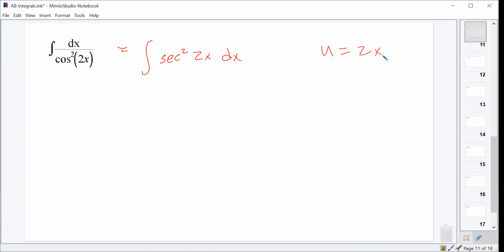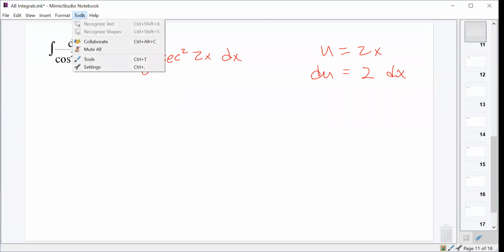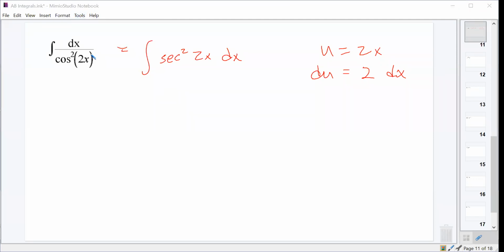u equals 2x. And if u is 2x, what is the du that we need? 2. Should be 2, and then 2 dx. And we don't have that 2, right? We just have the dx. So we will have to put in a 2. And if we put in a 2, we have to cancel out that 2 somehow.